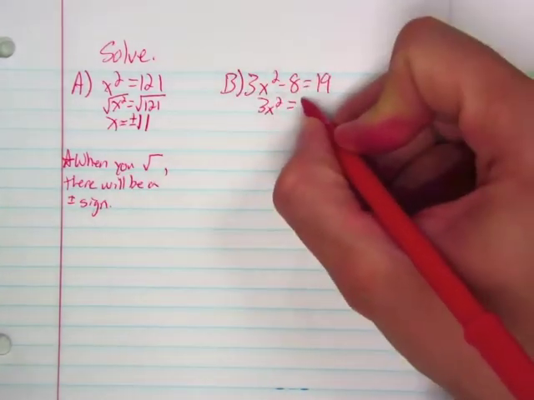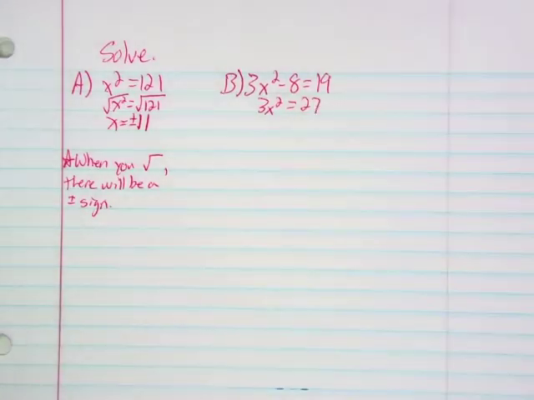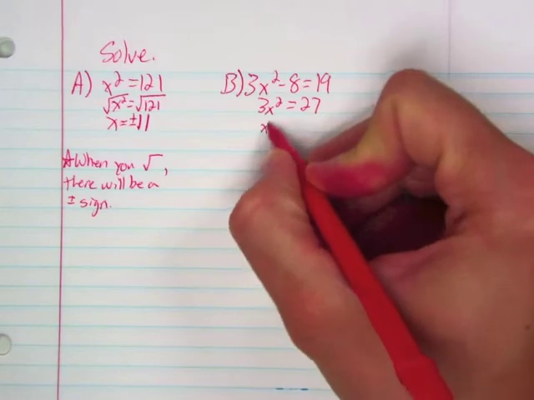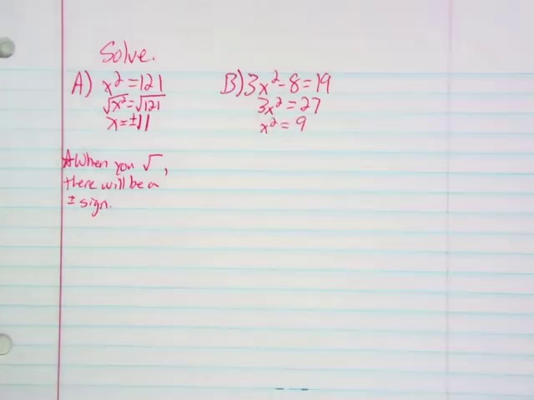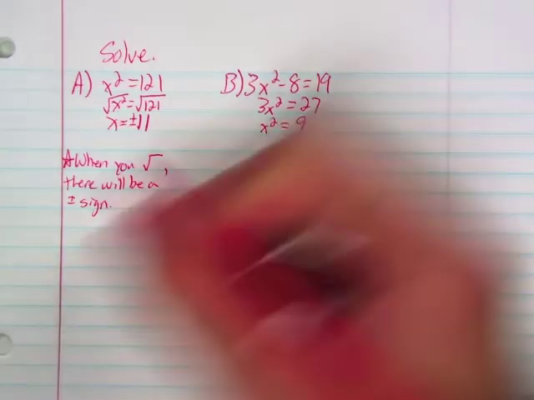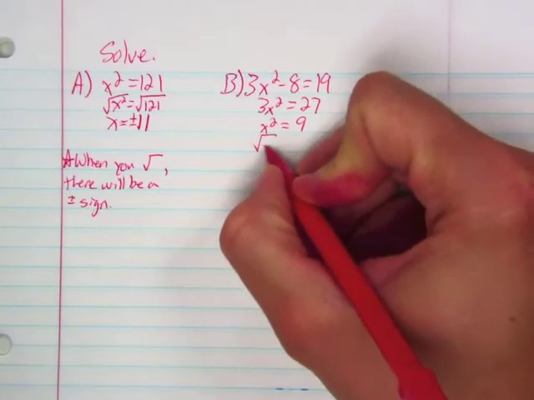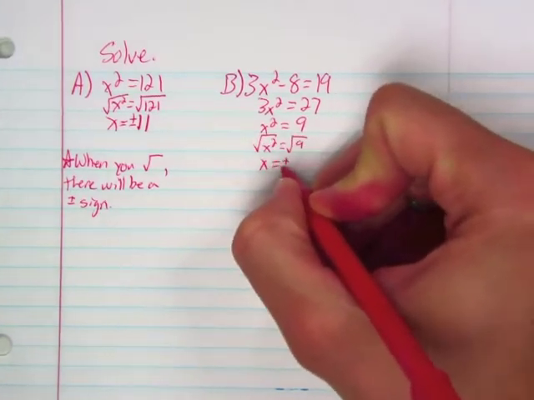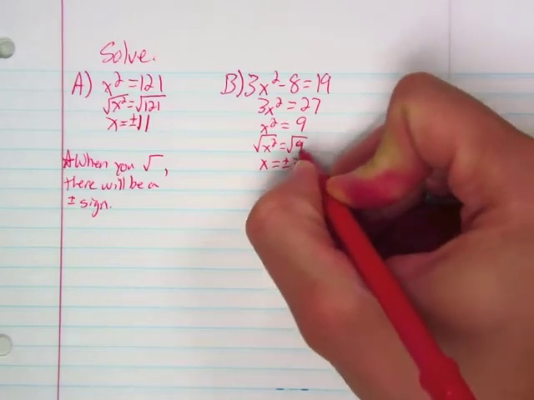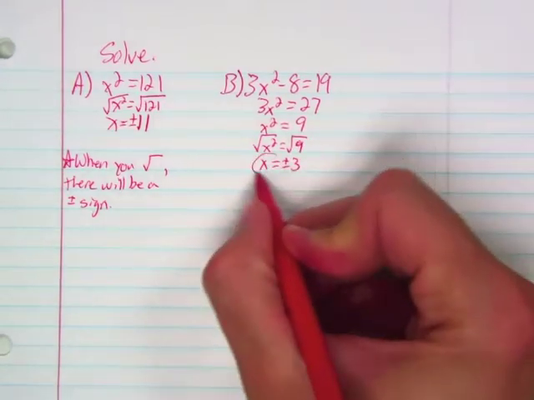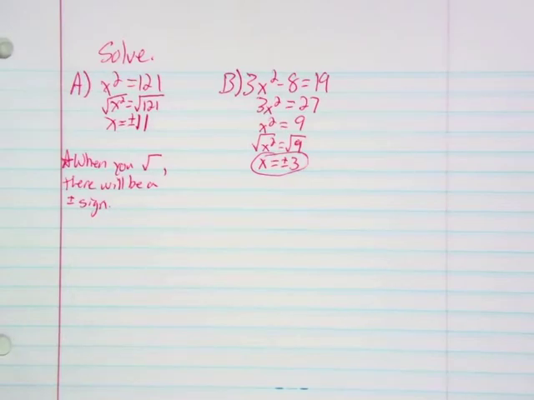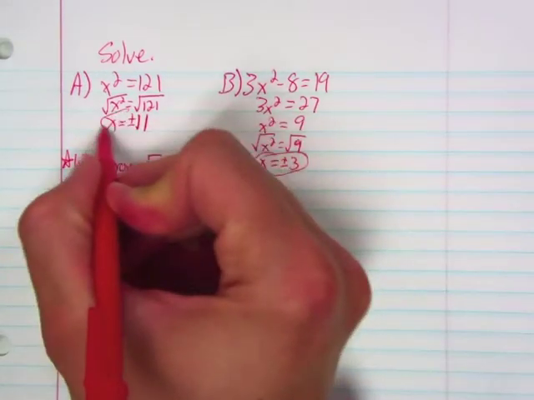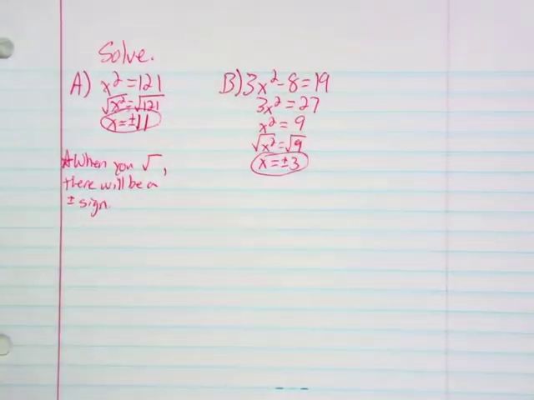So the first thing we're going to do is add 8 to both sides and get 27. And then when I divide by 3, I get 9. And then when I square root both sides, I use a plus or minus, and I get plus or minus 3. Again, that's our final answer, just like this one was. I just forgot to circle it.